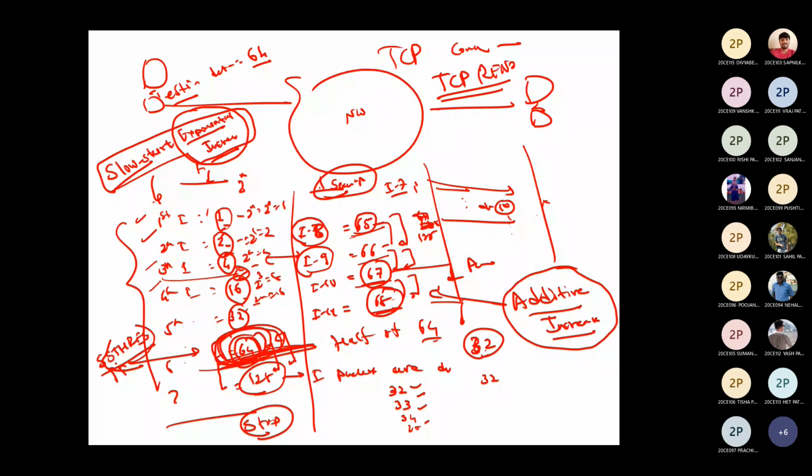Is it clear? So once it experiences packet drop, SS thresh will get changed. Packet drops did not happen up to 67, but 68 experienced it. So now the slow start threshold becomes, sorry, 32 becomes the slow start threshold.